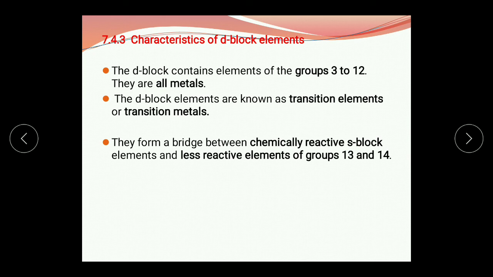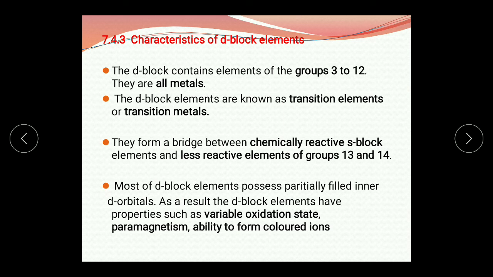Actually, they form a bridge between the chemically reactive metals of S block and the less reactive elements of groups 13 and 14. As we move to the right, non-metallic character increases and group 17 and group 16 elements are very reactive non-metals. But in between, groups 13 and 14 are somewhat less reactive metals. So, D block elements, which are located in groups 3 to 12, are in between the strongly metallic S block elements and the strongly non-metallic P block elements. They are in between and hence they are called transition elements, as the property gets transmitted through this block.